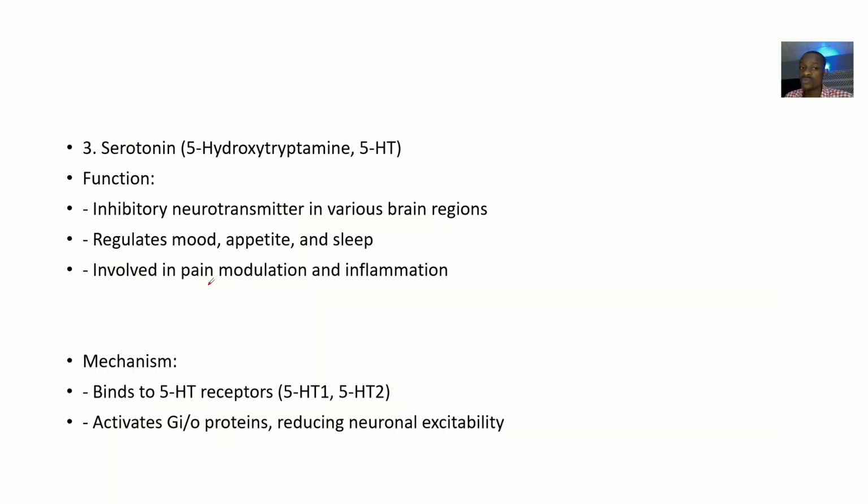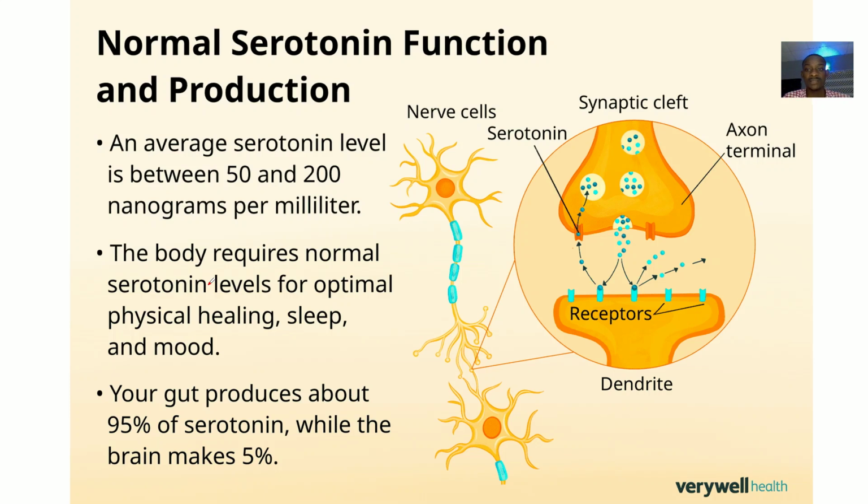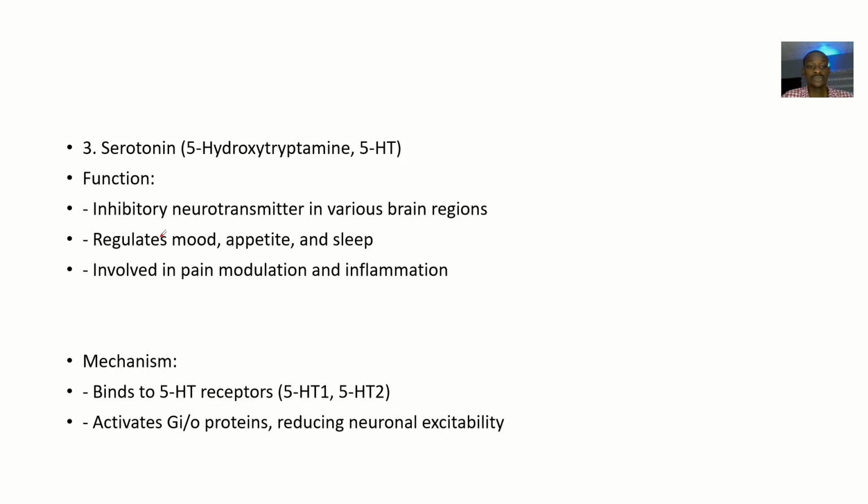And the third one is serotonin. Serotonin, you could see here, this is an essay on serotonin. You can just pause the video to look at it in depth, right? Serotonin is an inhibitory neurotransmitter in various brain regions, all right? Unlike GABA, which is widely spread through the brain, serotonin is in specific regions, right? It regulates mood, appetite, and sleep. It is involved in pain modulation and inflammation, right?